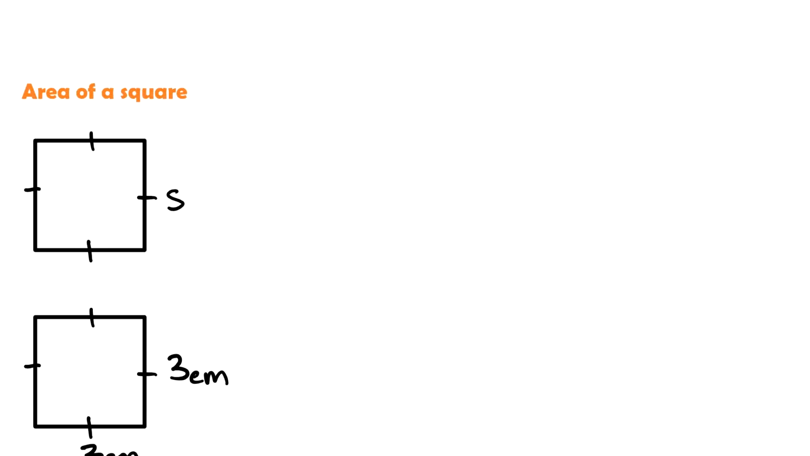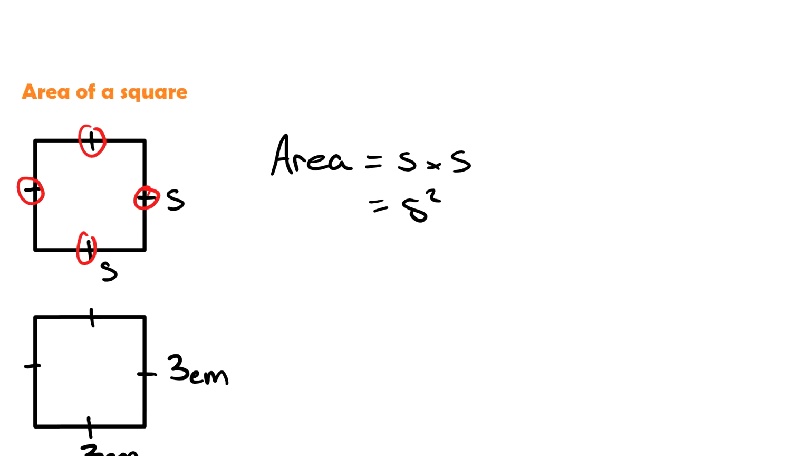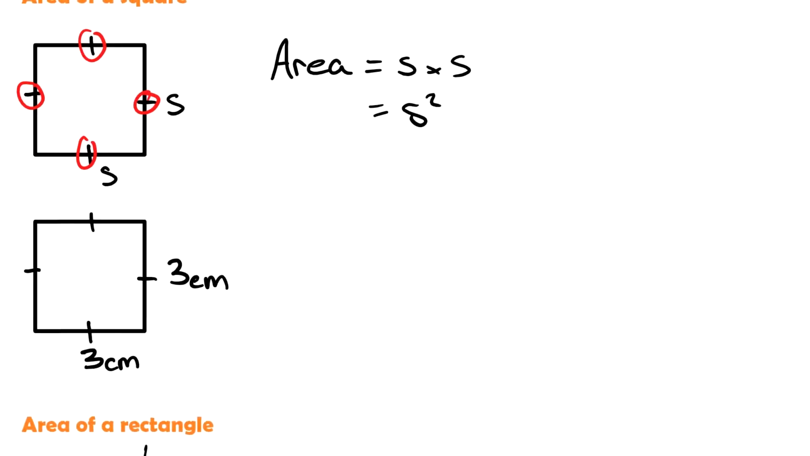The first one we're looking at is the area of a square. Now the area of a square is given by area equals side times side. Remember, those little marks on the lines represent that they're all the same. So our area is essentially just s squared. You multiply the two sides together.